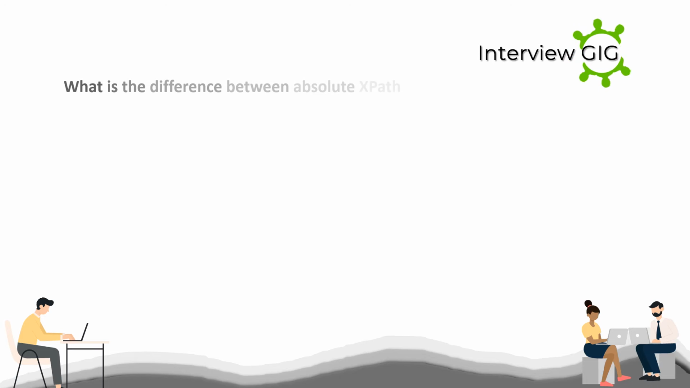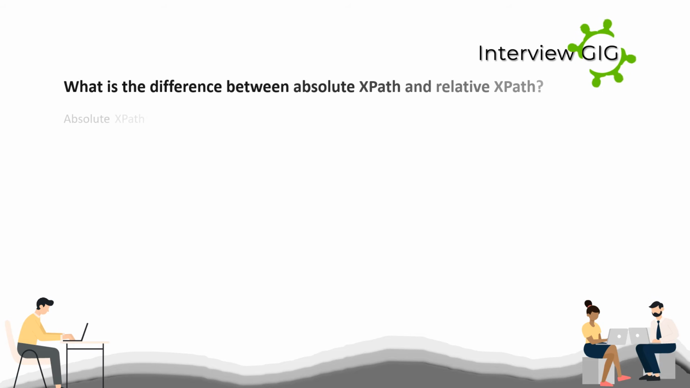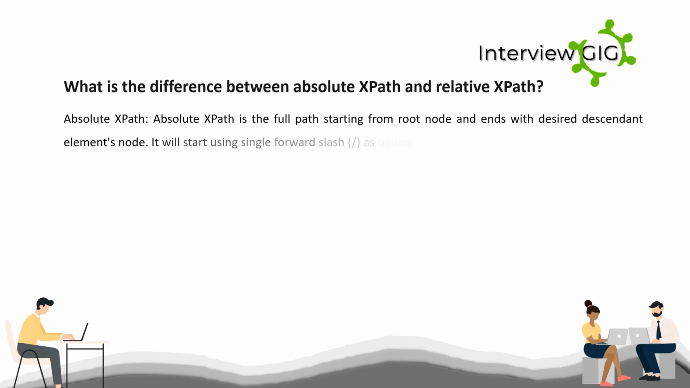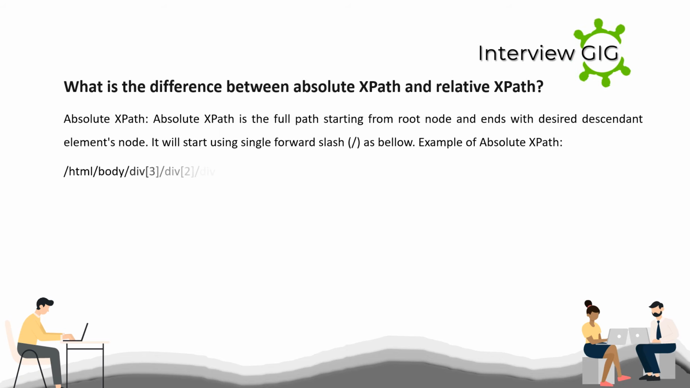What is the difference between absolute XPath and relative XPath? Absolute XPath is the full path starting from the root node and ends with the desired descendant element's node. It will start using a single / as below. Example of absolute XPath.